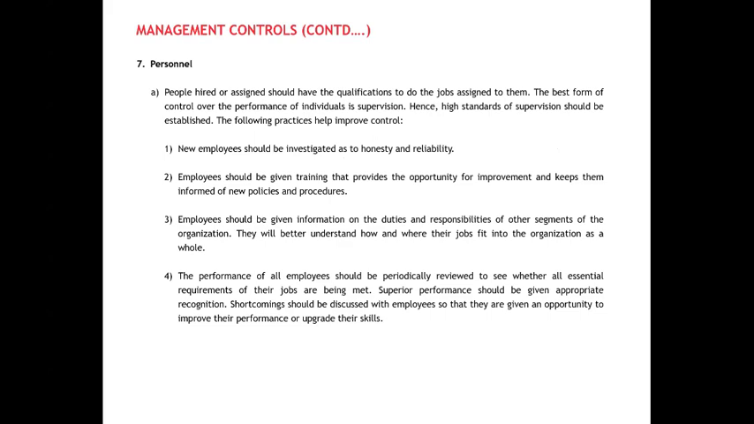Personnel who is hired. One of the reasons why controls don't work well is that you have the wrong people doing the wrong jobs. That's why you need to have job specifications and ensure that people are hired according to those, promoted according to those. Performance is appraised according to certain KPIs. New employees should be investigated as to honesty and reliability. That is a reference check. Sometimes as auditors, we find the reference check is not carried out.